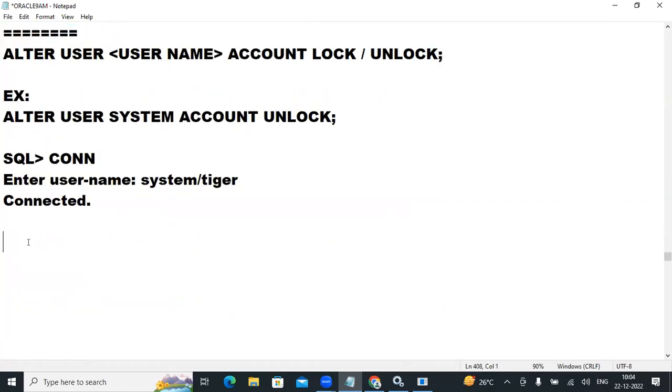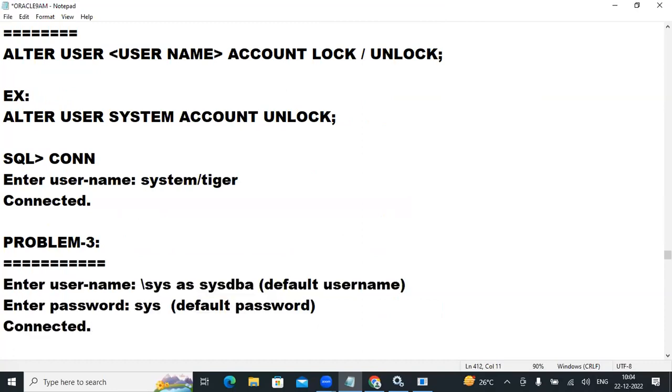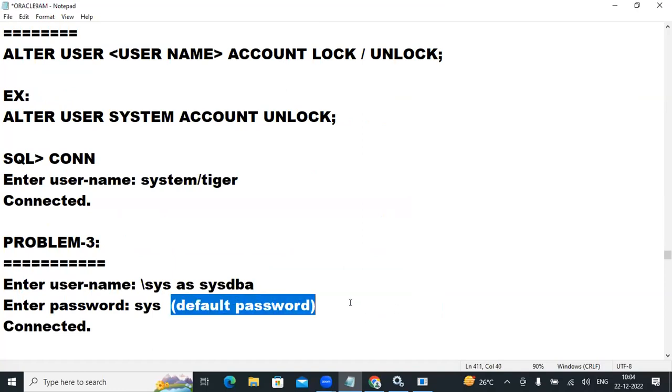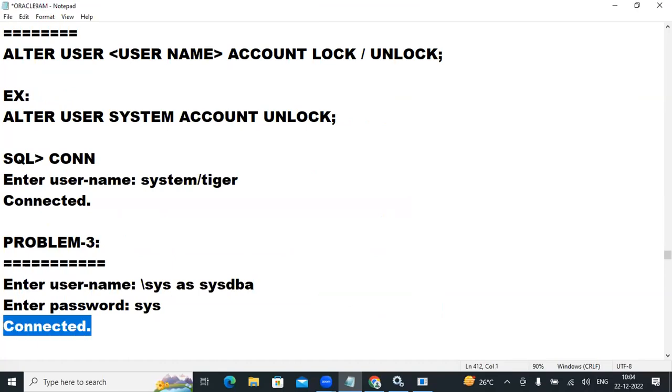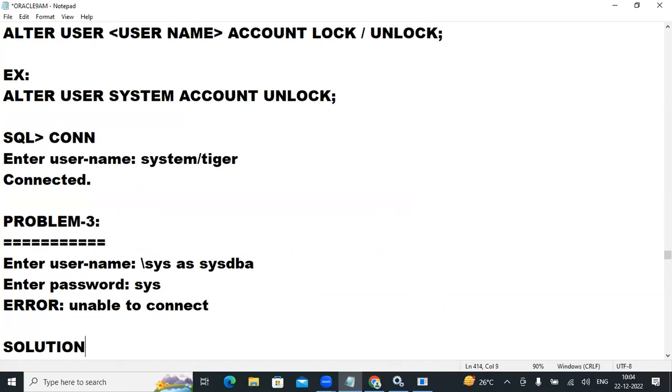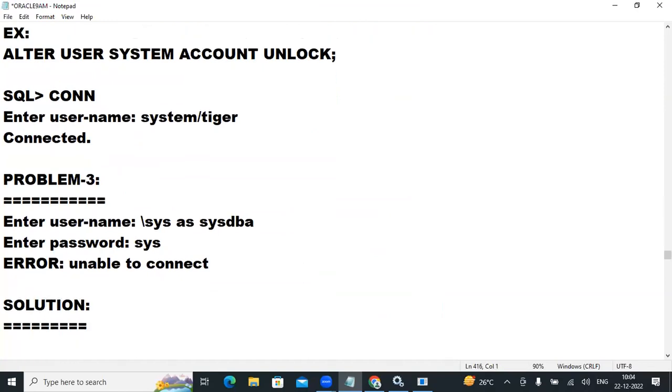Problem number 3. This problem will come in very rare cases. If you enter system, sysdba and sys password, and the password was never changed, suppose you are not connecting and it shows some error. So the point is you are unable to connect. If you get it, then what is the solution for this, sir? The solution is nothing. You have to go for reinstall.